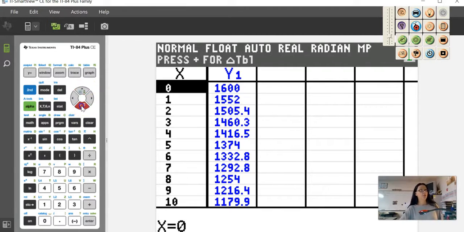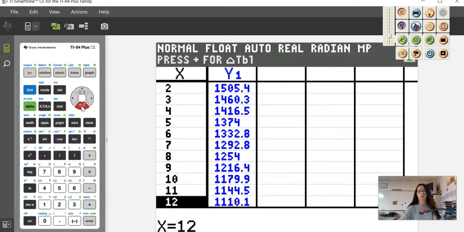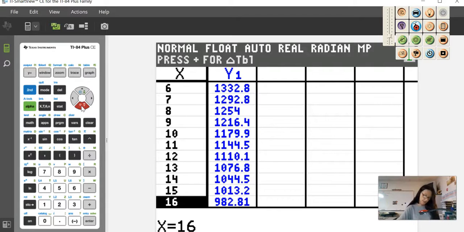Now go down to 4 years. At 4 years, there's a little over 1,400 people. Then at 8 years, everyone should be making their graph right now. No one's just sitting there watching me. Go to 12 years. 16 years.